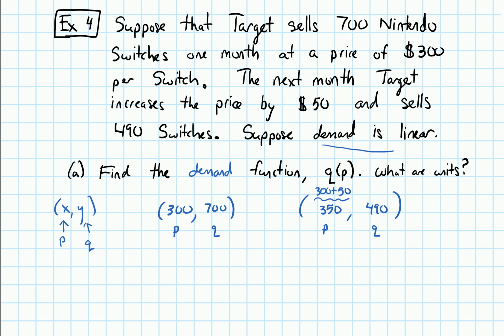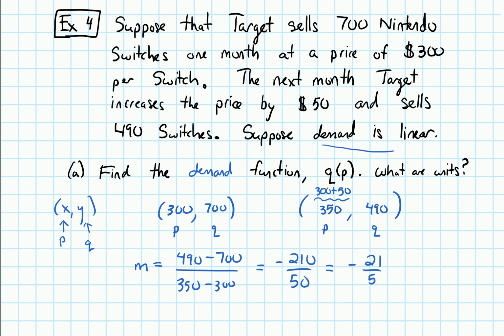Okay, so we have these 2 points, and we need to write down an equation of the line connecting these 2 points. So let's get the slope of that line. So using our slope formula, 490 minus 700 over, so the difference in their P values, 350 minus 300. Just got to stay consistent with the order. So on the top we have negative 210. On the bottom we have 50. And then I could divide top and bottom by 10 and get negative 21 over 5. And that's my slope right there.